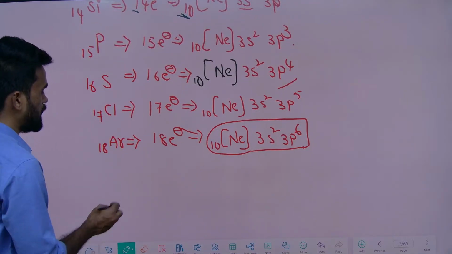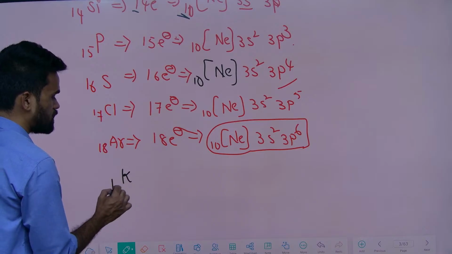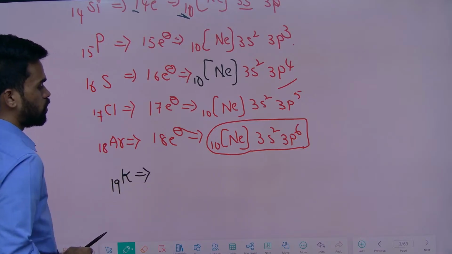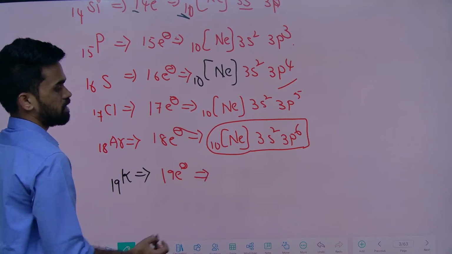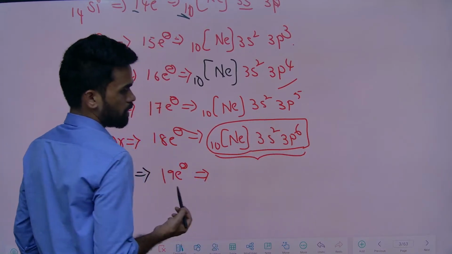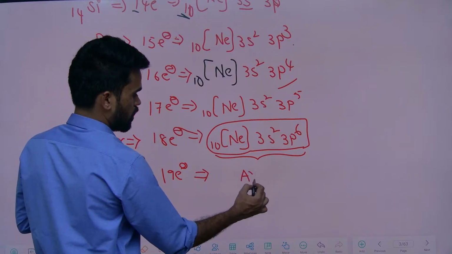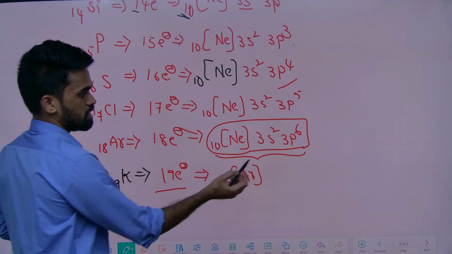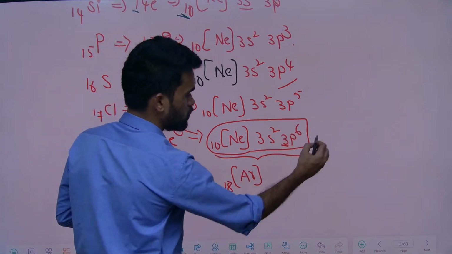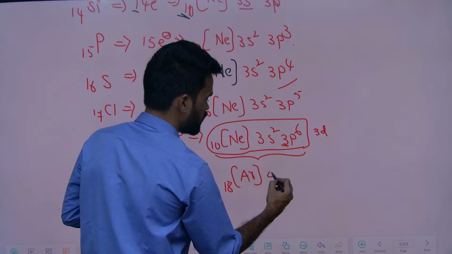Okay, now if I write 19th element is potassium. Okay, so potassium, how can you write this 19 electrons? Simply you can represent like this. See, up to here argon over now. So argon means you can write argon 18. So the next electron, see 3s is over. After that, instead of writing 3d, we need to go for 4s.